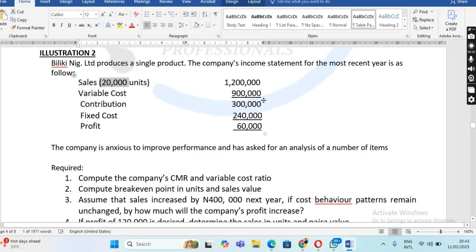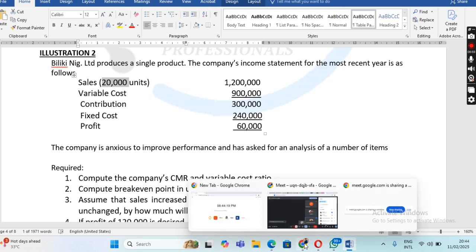Now, this is your total contribution. If you want to get contribution per unit, you divide 300,000 by 220 units, and you have your contribution per unit. But we don't want to go into all those things. Since sales value and total contribution are given, we can use them and move ahead.